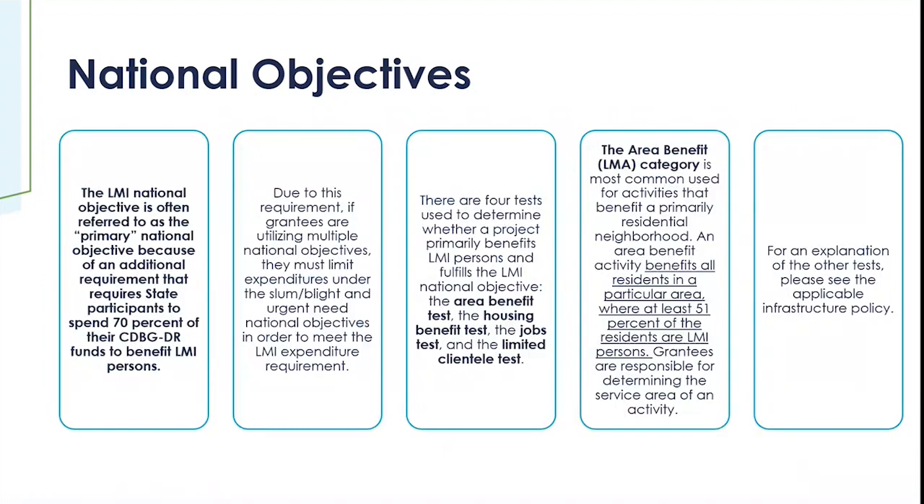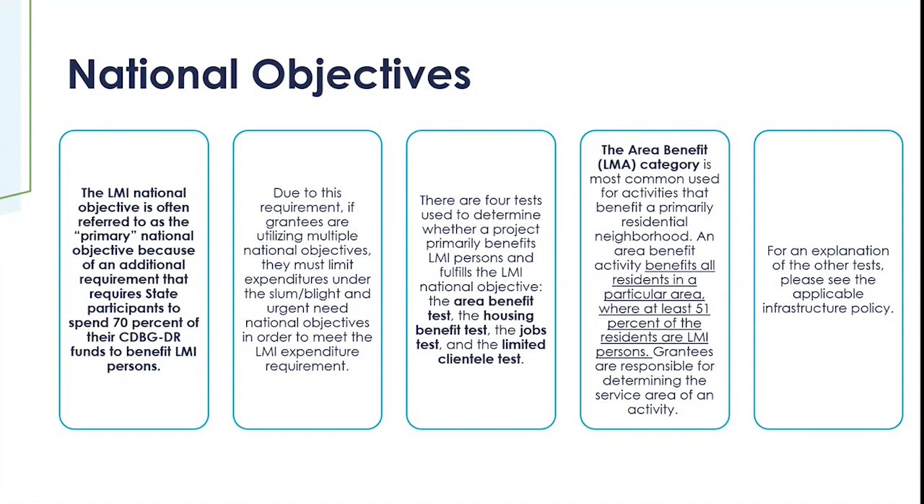Okay, I know we talked about three different national objectives, but we do often refer to LMI as the primary national objective because there is an additional requirement for all grantees that 70% of the overall grant award is spent on LMI persons. Okay, so that's why there is priority given to individual projects that will achieve the LMI national objective. And so because of this requirement, it is expected that activities that address slum or blight or urgent need are limited in order to meet that 70% LMI expenditure.